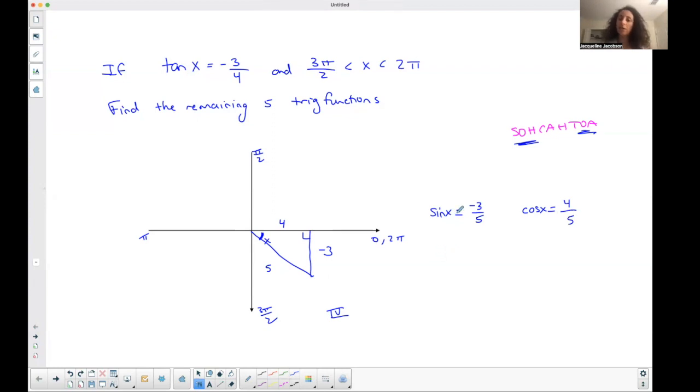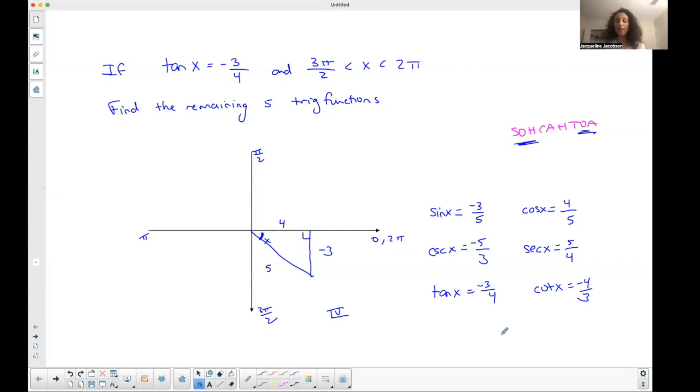Let's do the reciprocal function of sine, which is cosecant of x. Once I know sine, I know cosecant: negative 5/3. And then the reciprocal of cosine is secant. So once I know cosine, I know secant; flip cosine. I already know tangent. They gave me tangent, but if I didn't, opposite over adjacent. And then once I know that, cotangent is easy. I just flip tangent and I have the rest of my trigonometric functions with their proper signs because I'm in quadrant 4.